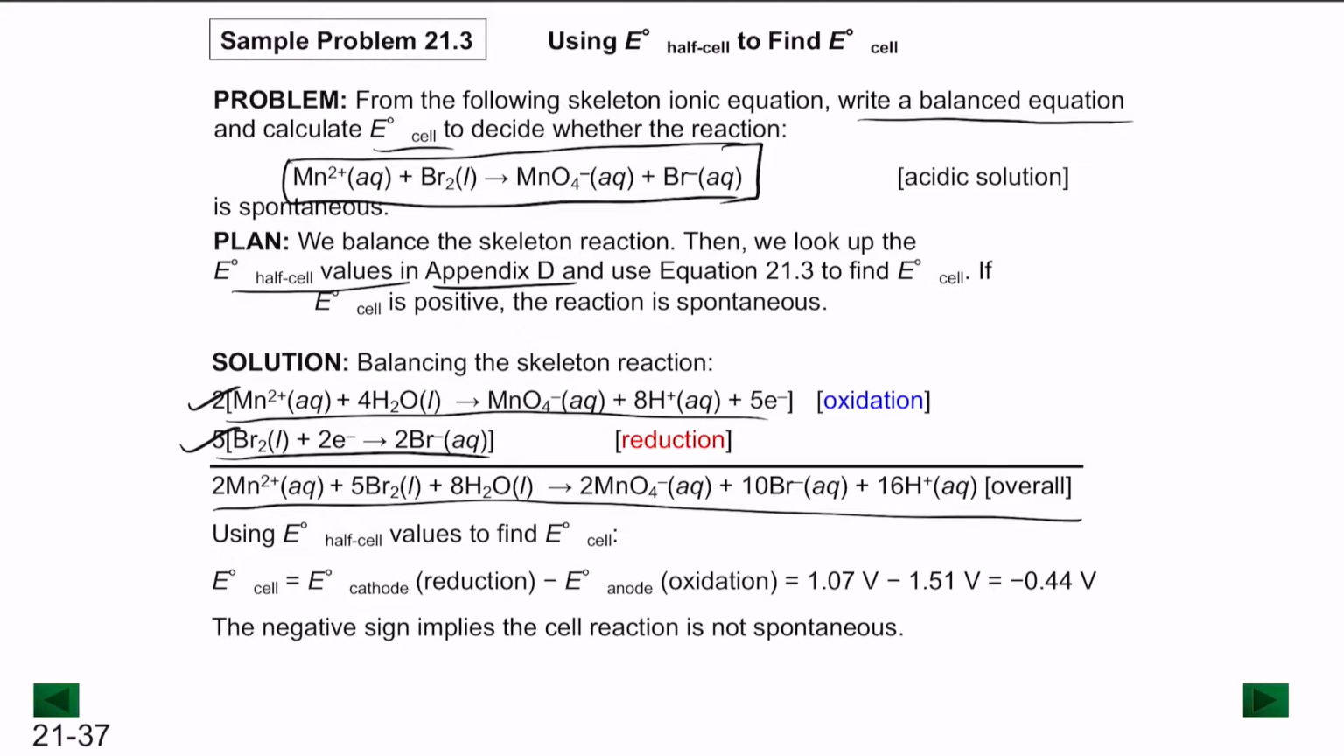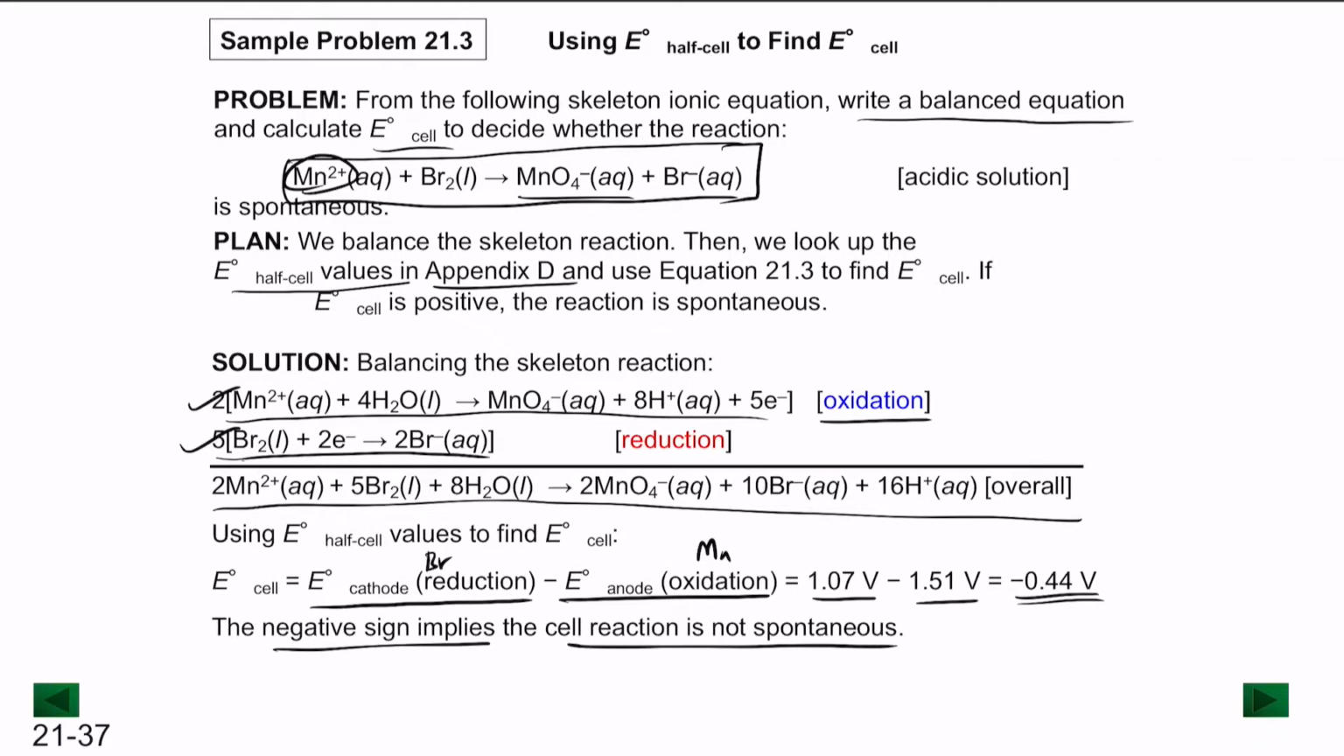So when you use the table, you will find the following values. Notice that here oxidation is going to undergo for manganese. Manganese is the molecule that is undergoing oxidation, and bromine is the molecule that's undergoing reduction. So when we say, what is the E of the cell? E of the cathode minus E of the anode. The cathode here is the bromine value, and the oxidation is for the manganese value. So for bromine, it's 1.07 minus the anode manganese 1.51, which gives you a value of negative 0.44 volts. So the negative sign here implies that the cell reaction is not a spontaneous reaction.